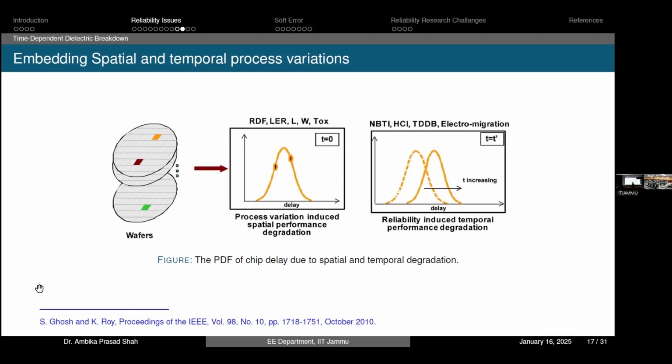I don't know whether you are able to see or not. Let us assume I have a histogram. Let us assume this was the delay, and my Gaussian distribution is something like this one. Okay. This is the mean value of your delay, mu of delay.